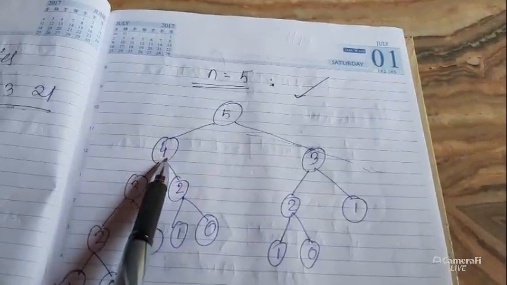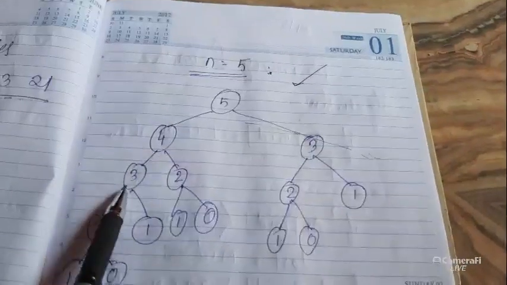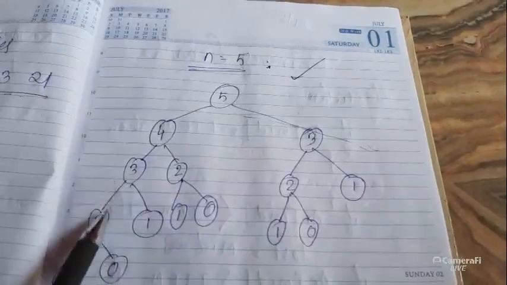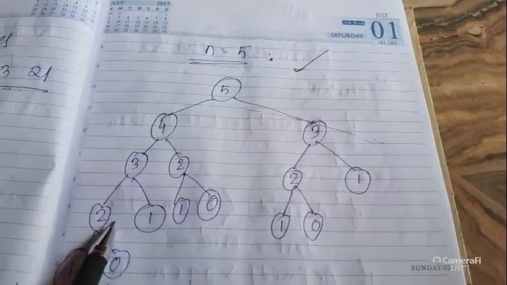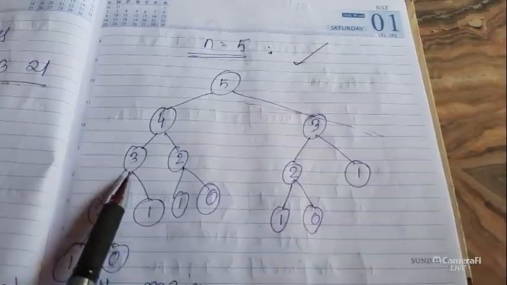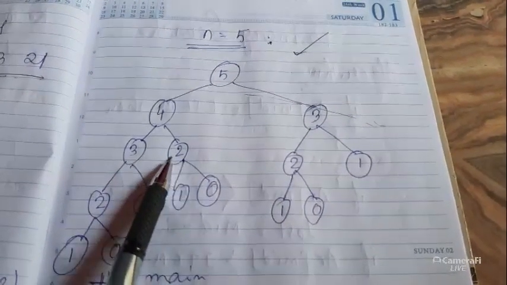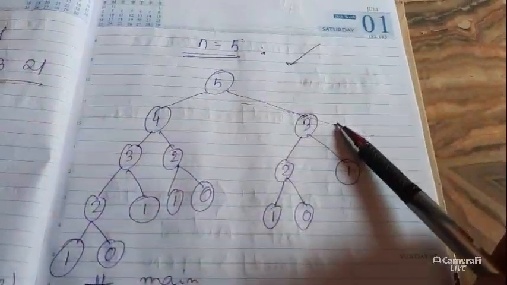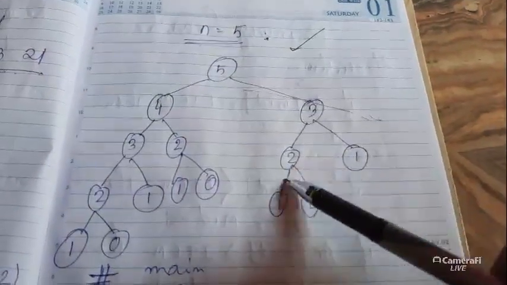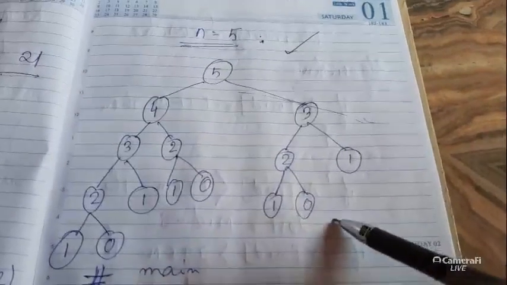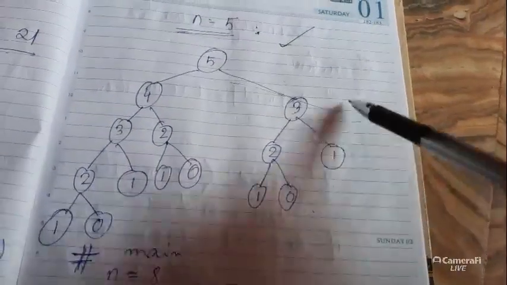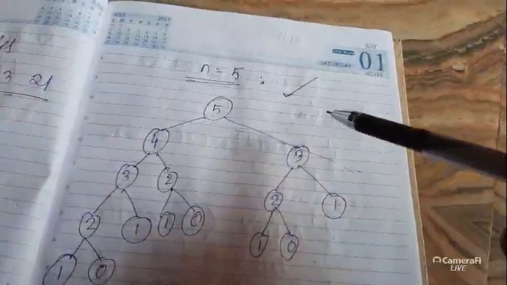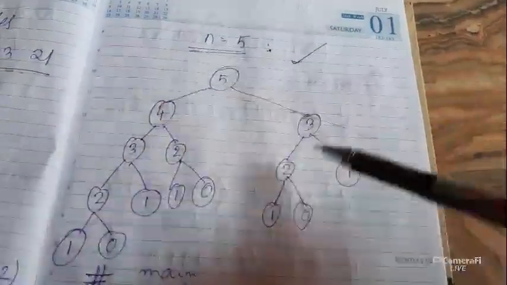5 I am breaking into 4 and 3. Then 4 I am breaking into 3 and 2. 3 I am breaking into 2 and 1. 2 I am breaking into 1 and 0. And on this side, this 2 also I am breaking into 1 and 0. Now I am moving to the right side also. 3 I am breaking into 2 and 1. 2 I am breaking into 1 and 0. So this is the structure of the Fibonacci tree.